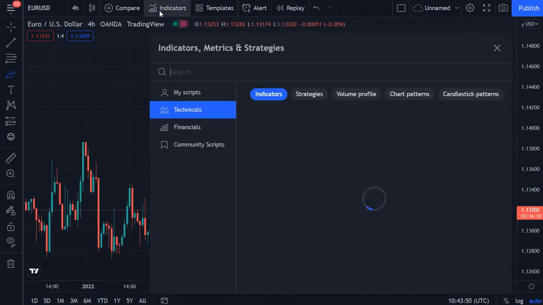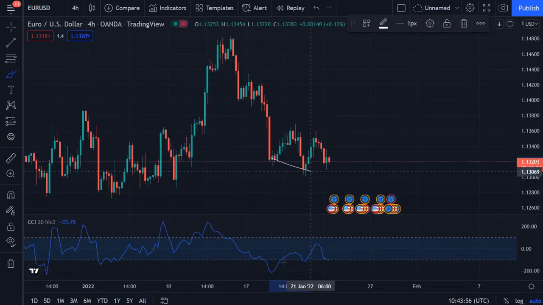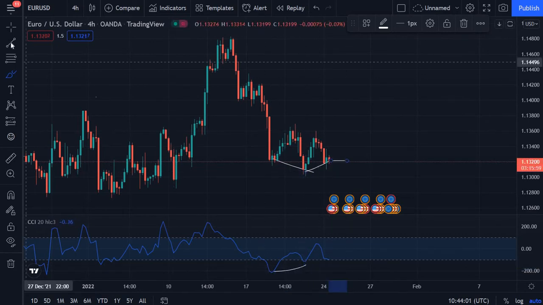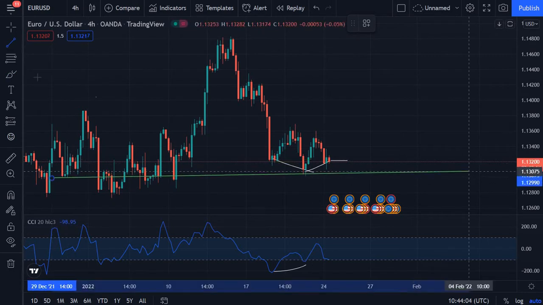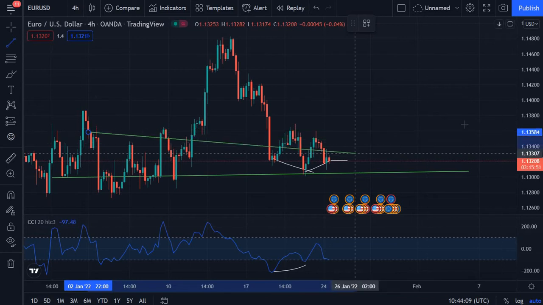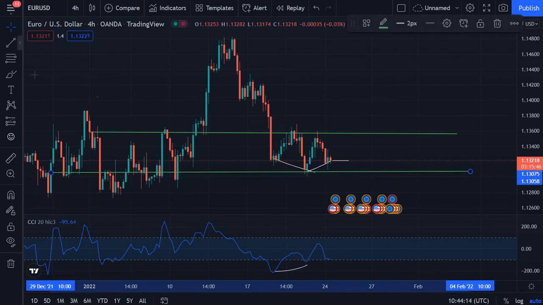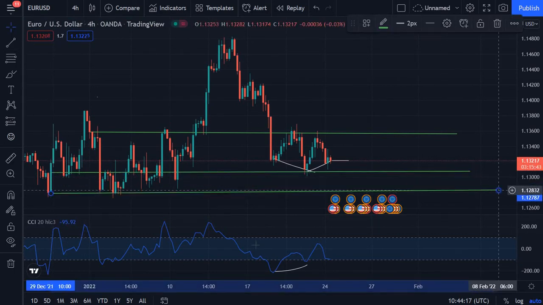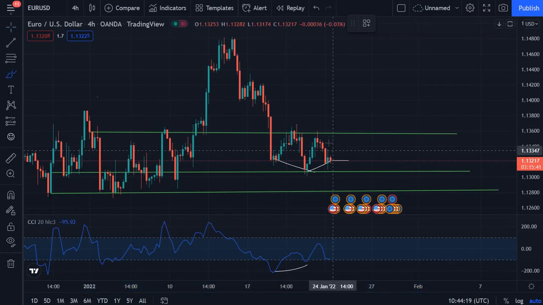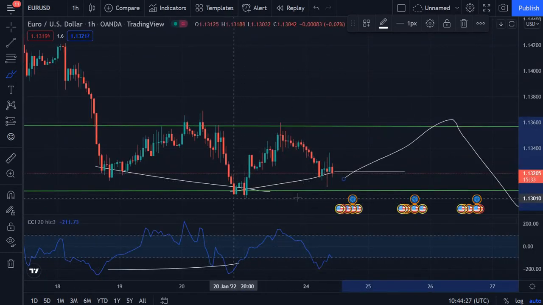Taking a look at the 4-hour chart and adding the CCI, here a bit of a divergence going on, forming a bit of higher lows, but still the zone that is currently interesting is this one. Here is a smaller support line as well, but for now this will be the range to trade within.